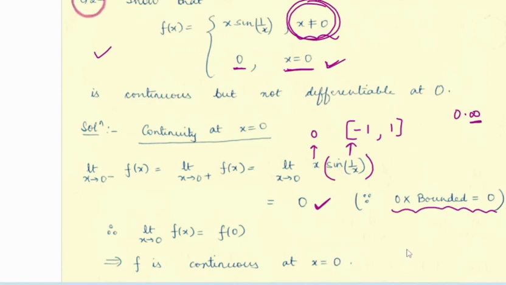You cannot say 0 into infinity is 0. It is an indeterminate form. 0 into infinity is an indeterminate form. You'll have to either make it 0 by 0 or infinity by infinity to actually determine the final value. But if you are sure that 0 is getting multiplied with something finite, then the answer is certainly 0, and hence the limit is existing and coinciding with the value of the function which is given to be 0 separately, and hence you have continuity of the function.